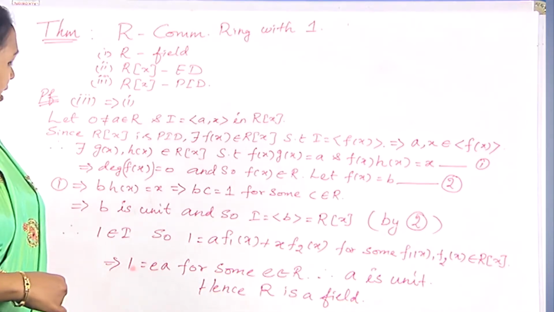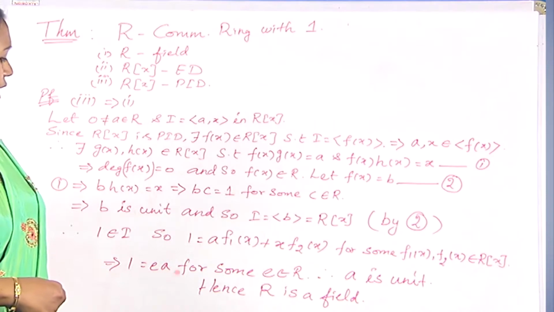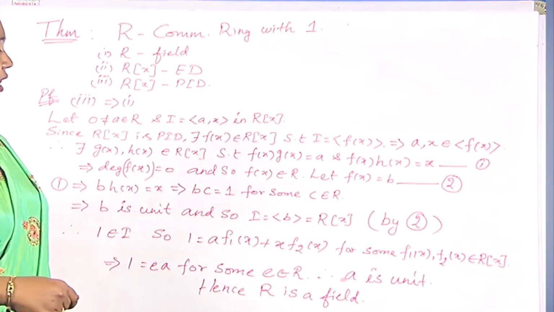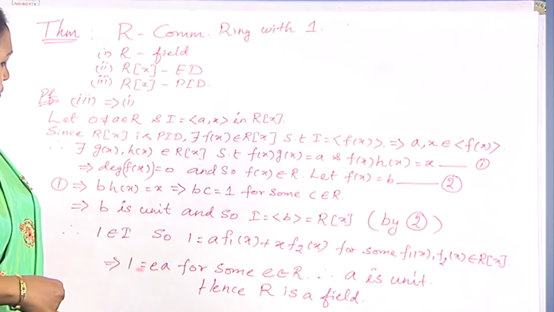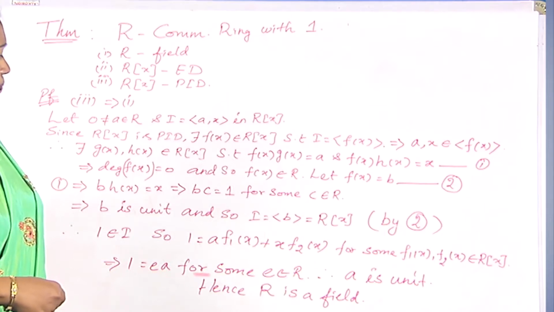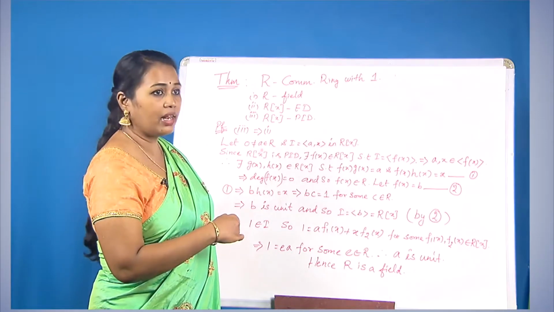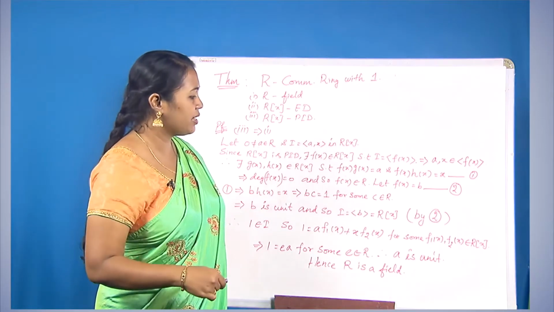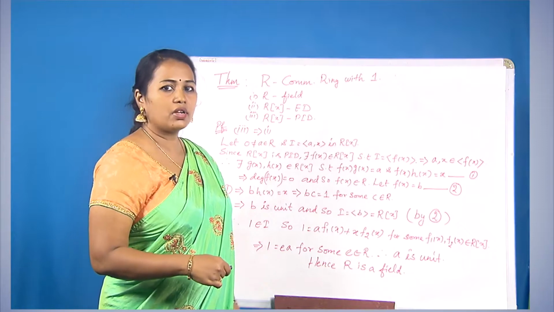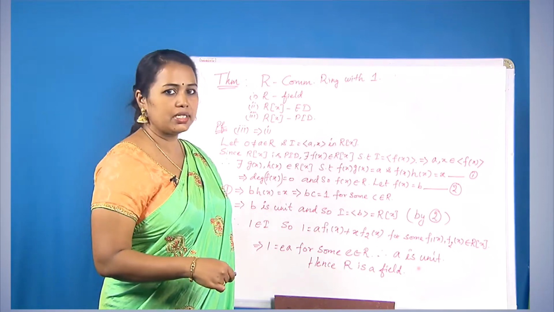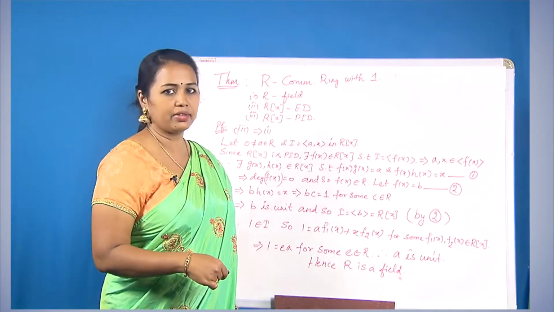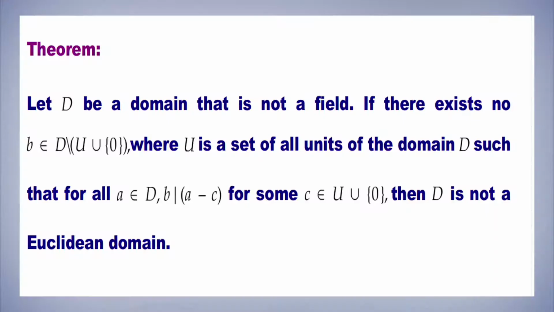So let us consider that 1 is equal to E into A for some E belonging to R, and therefore A is a unit. From this I have proved that A is a unit. So from where did we start? We took a non-zero element in R and I have shown that it is a unit. So all non-zero elements in R are units, which implies that R is a field. The next theorem will show when the domain is not Euclidean.